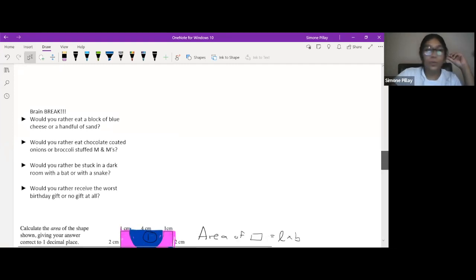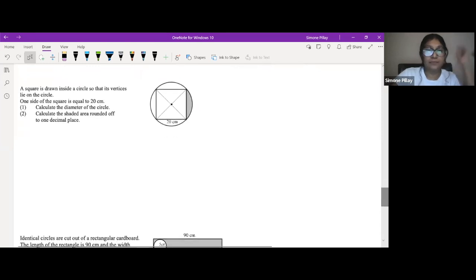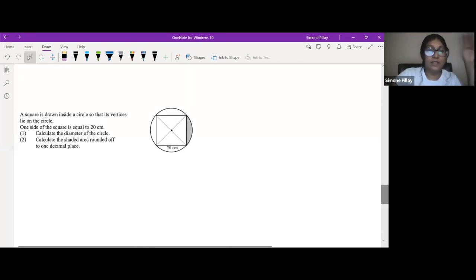Okay, back to work, guys. Okay, next one. It says a square is drawn inside a circle so that its vertices lie on the circle. I hope you all know what a vertex is. It's one vertex, many vertices. I hope that you know that they are corners. So they're just saying that the corners of my square touch my circle.